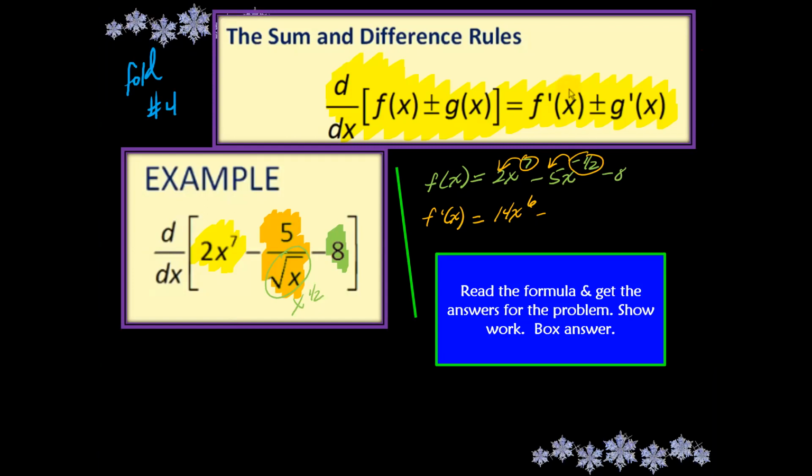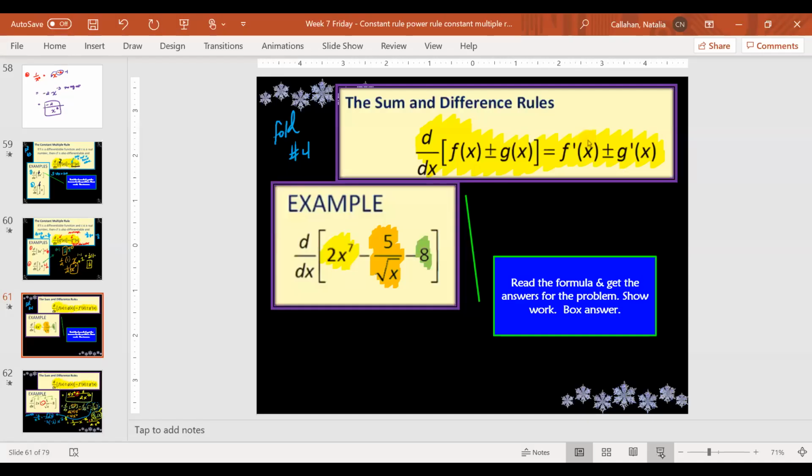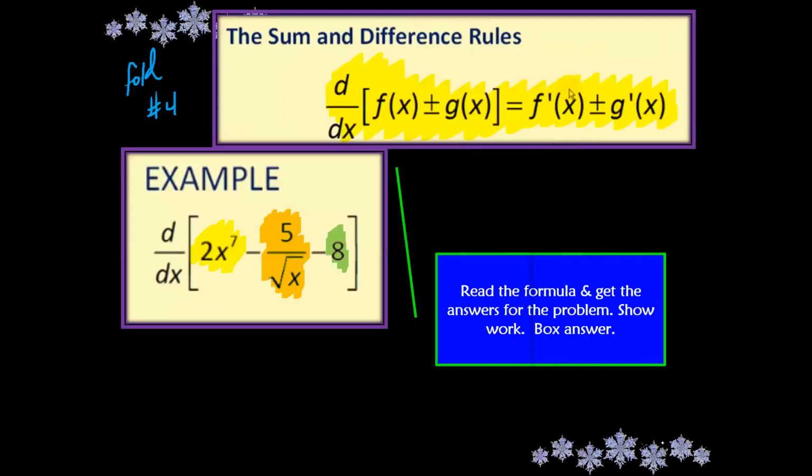If you have a -1/2, oh no, dang it. Okay, hold on, let's try that again. All right, f of x is equal to 2x to the 7th minus 5x to the -1/2 minus 8. Okay, now we're caught up.